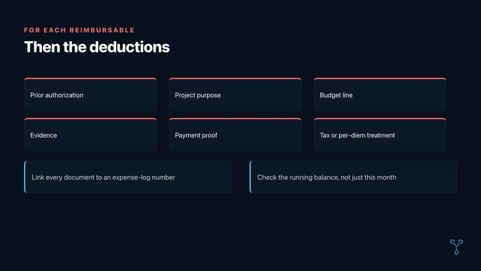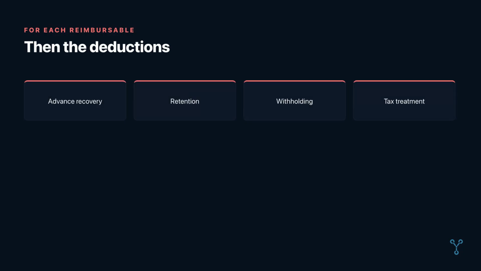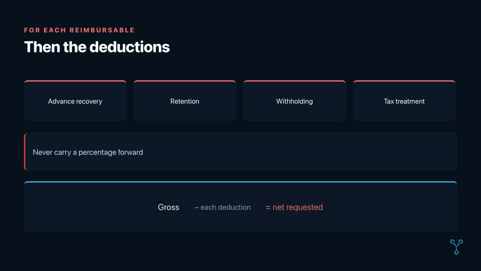Check the running balance of the reimbursable category, not just the current month. Then calculate deductions exactly as the contract requires. The contract may require recovery of an advance, retention, withholding, tax treatment, or another deduction. Do not guess the percentage or carry forward a deduction from a previous project. State the gross amount, each deduction, and the net payment requested clearly.